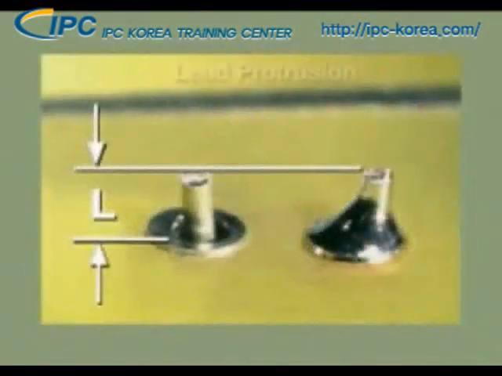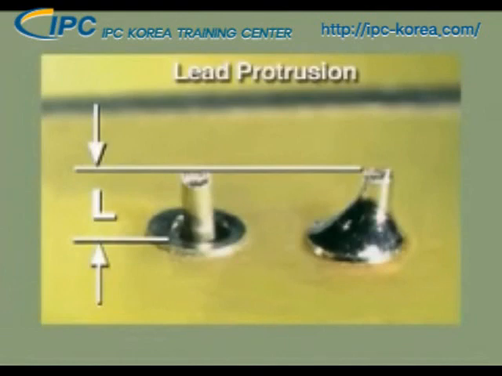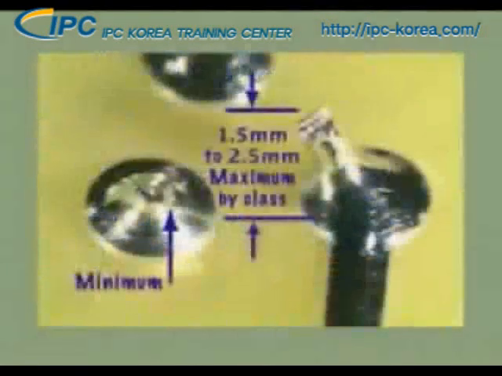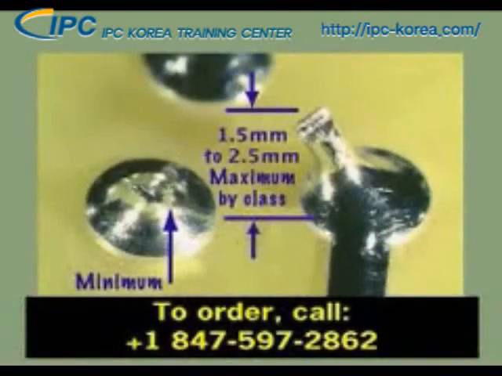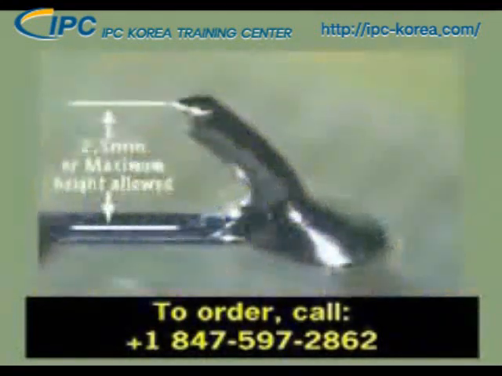The next situation we'll examine is lead protrusion. Lead protrusion is measured from the top of the land, not from the surface of the circuit board. As a minimum requirement, the end of the lead must be visible in the solder joint. In terms of a maximum protrusion dimension, the lead end should extend no more than 2.5 millimeters for Class 2 products and 1.5 millimeters for Class 3 products, provided there is no danger of violating electrical clearance.